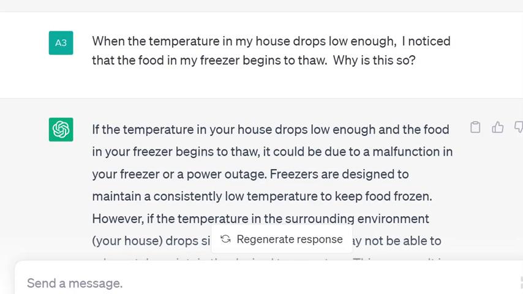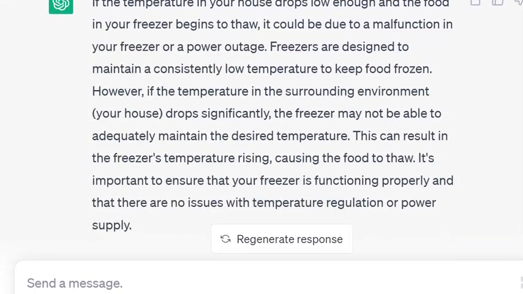So I gave it this scenario. When the temperature in my house drops low enough, I notice that my food in my freezer begins to thaw. Why is this so? So its conclusion was that there was a malfunction of some kind.